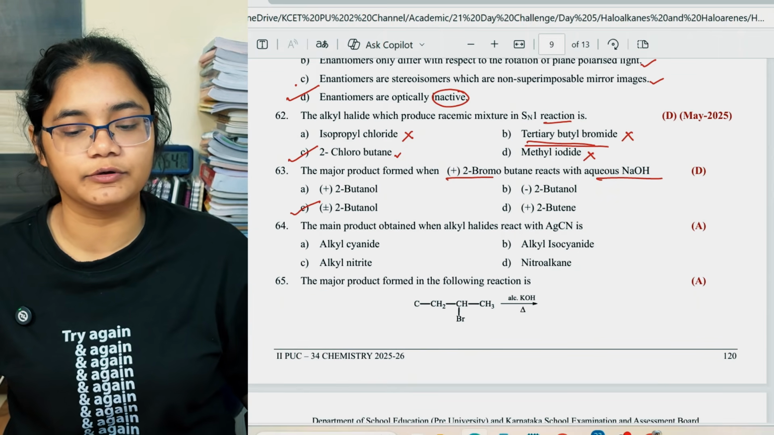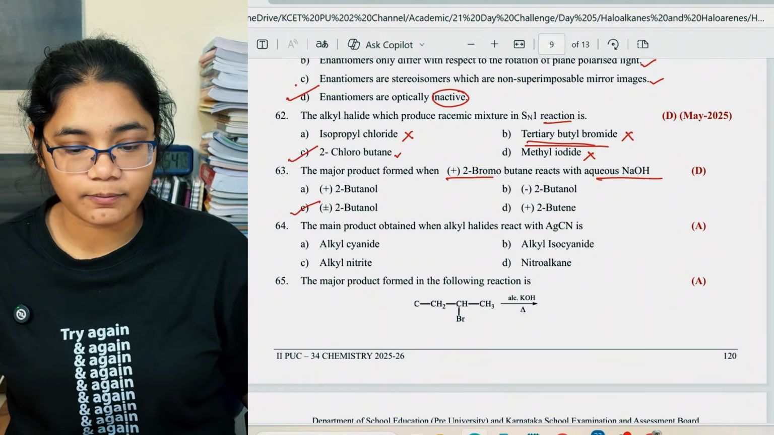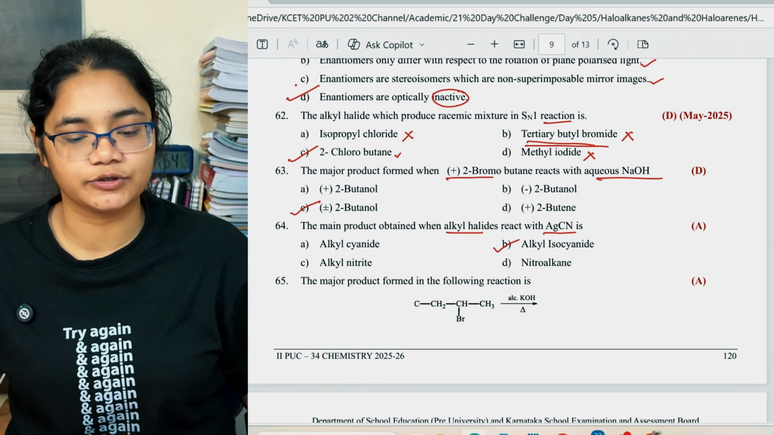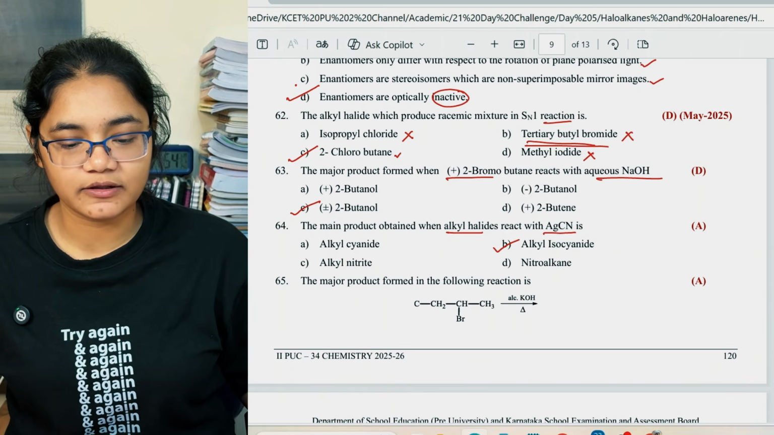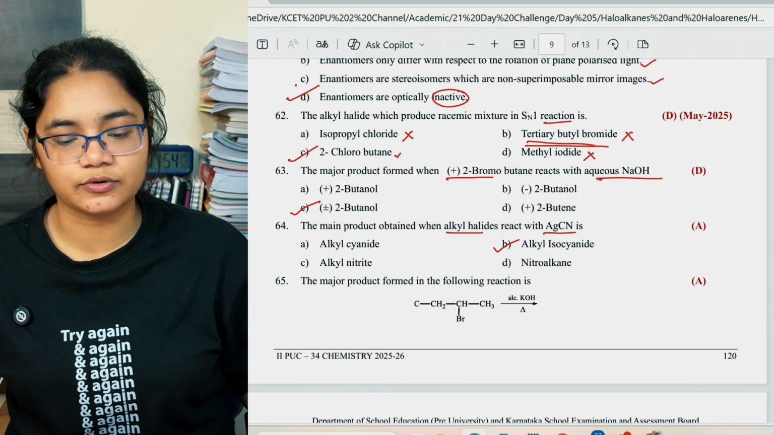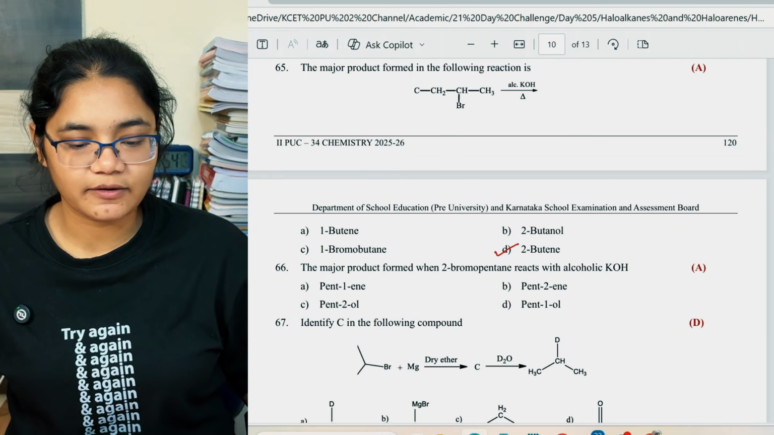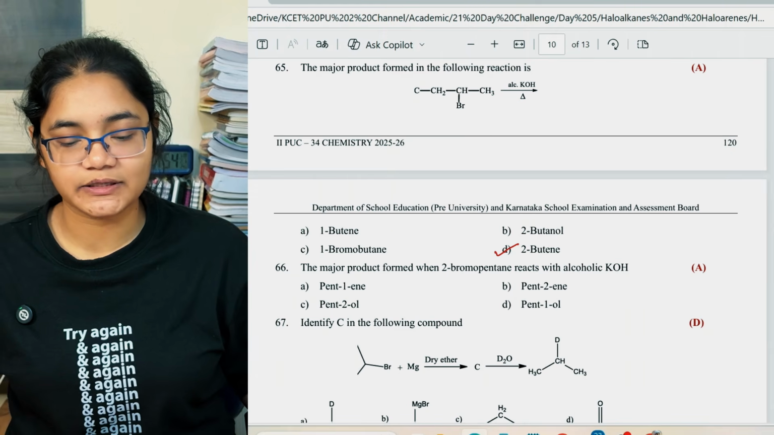So plus minus 2-butanol you will get. The main product obtained when alkyl halides react with AgCN is alkyl isocyanide. That is option number B. The major product formed in the following reaction is alcoholic KOH. So here there will be a double bond and that will give you 2-butene. The major product formed when 2-bromopentane reacts with alcoholic KOH.